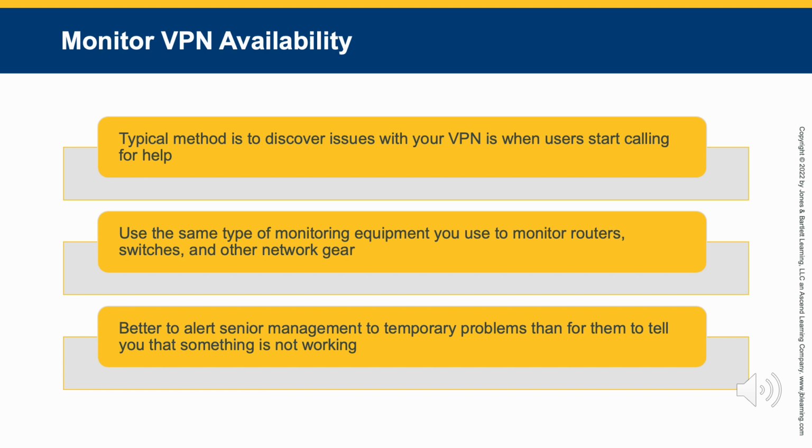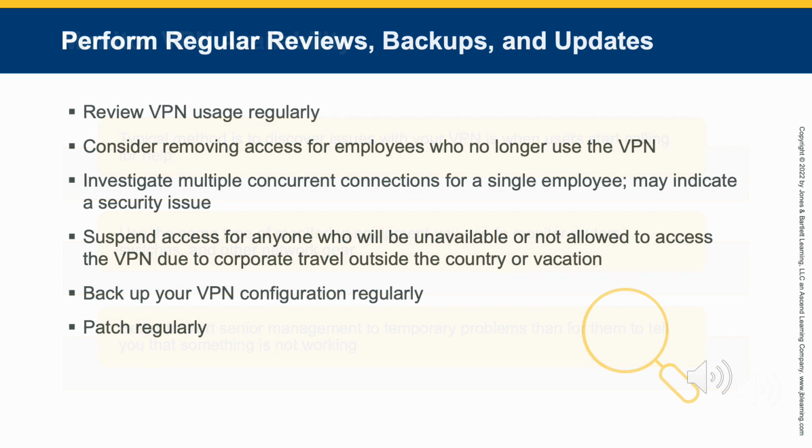Monitor VPN availability. The typical method of discovering issues with your VPN is when users start calling for help. Use the same type of monitoring equipment you use to monitor routers, switches, and other network gear. It is better to alert senior management to temporary problems than for them to tell you something is wrong and not working.